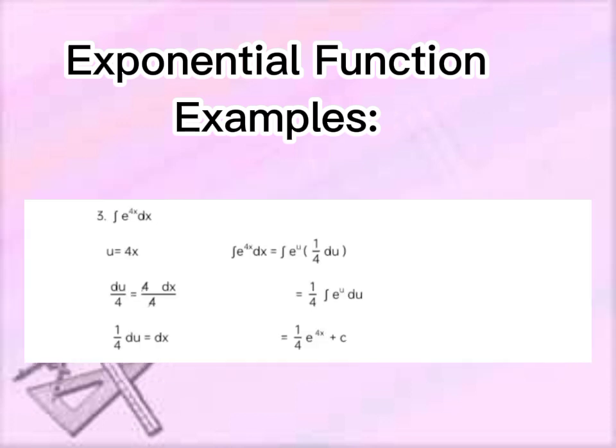So this is example number 3. We have the integration of e raised to 4x dx. Now the value of our u is equal to 4x, then du all over 4 is equal to 4 dx all over 4. So we're going to cancel it, and that is equal to 1/4 du is equal to dx. Now, the integration of e raised to 4x dx is equal to the integration of e raised to u times the value of our dx, which is 1/4 du, which is 1/4 integration of e^u du. So, our formula, and that is equal to 1/4 e raised to 4x plus c. That is our final answer.